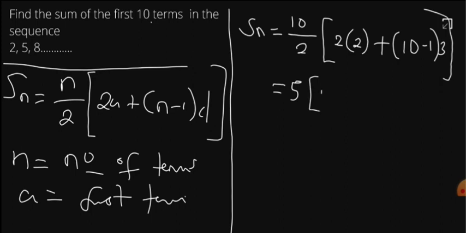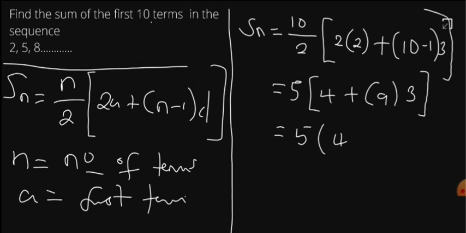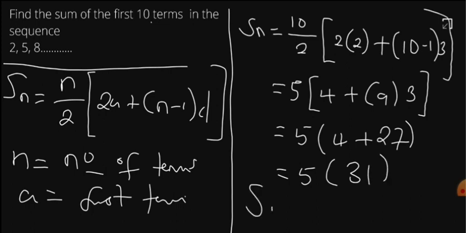So you do it the way I'm doing it. 2 times 2, it's 4. Plus 10 minus 1 is 9. Remember there's 3 here which you need to multiply. So 3 times 9 is 27. So you're saying 5, open brackets, 4 plus 27 is actually 31. So the sum of the first 10 terms is 5 times 31, which is 155.